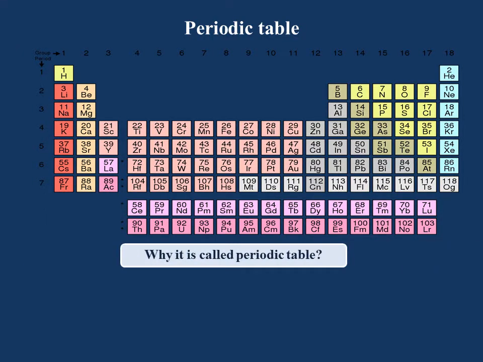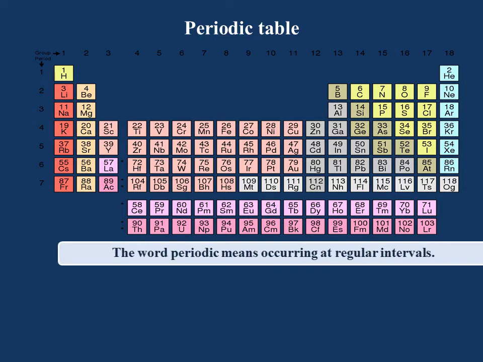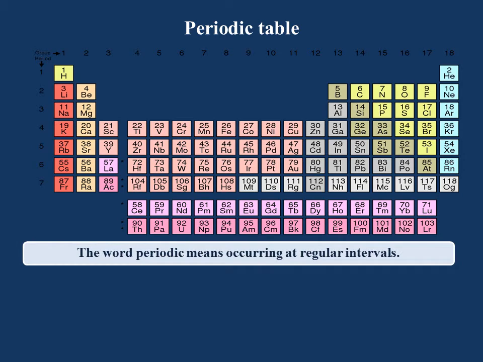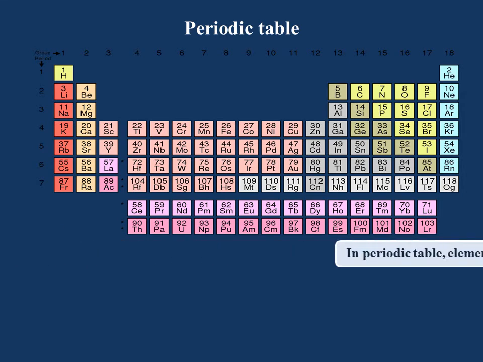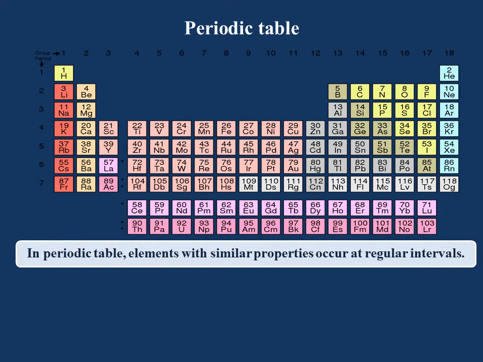But why is it called the periodic table? The word periodic means occurring at regular intervals. In the periodic table, elements with similar properties occur at regular intervals.